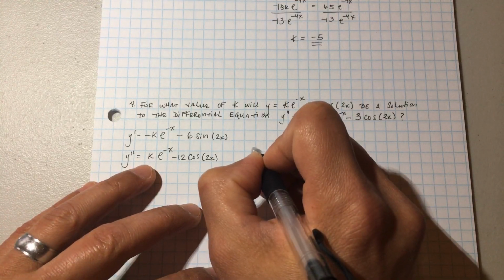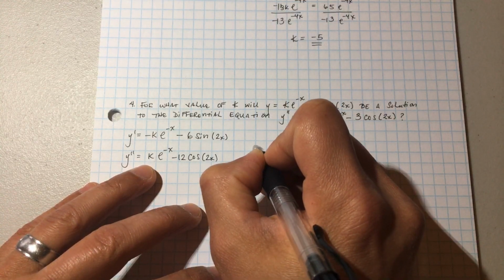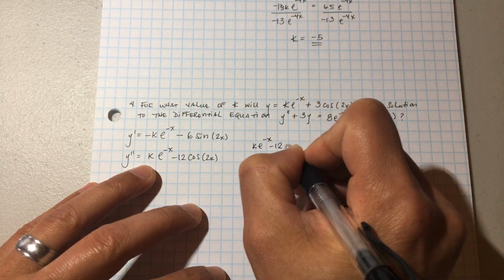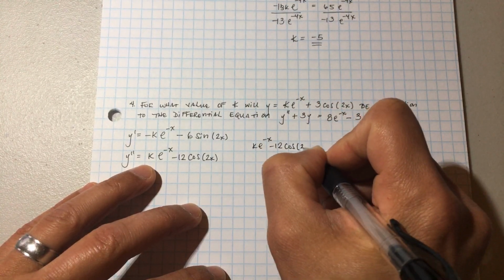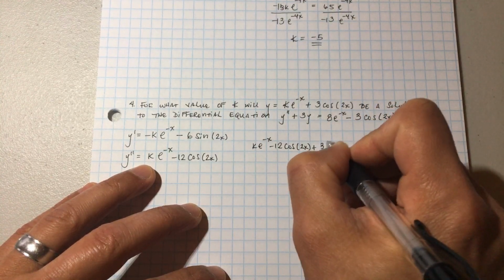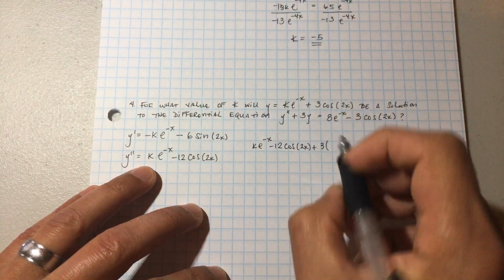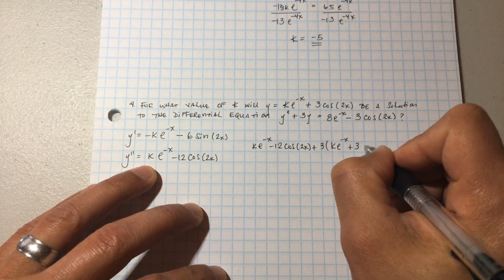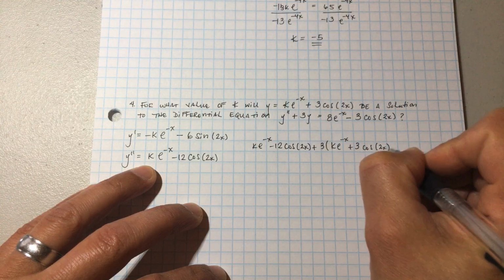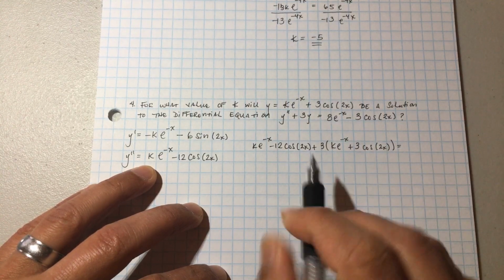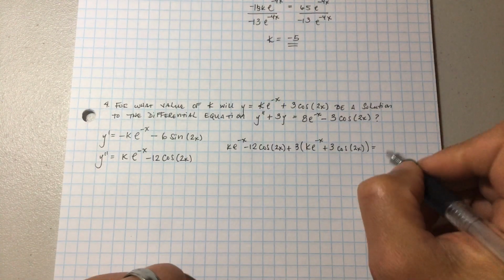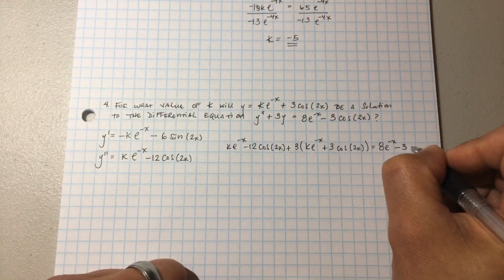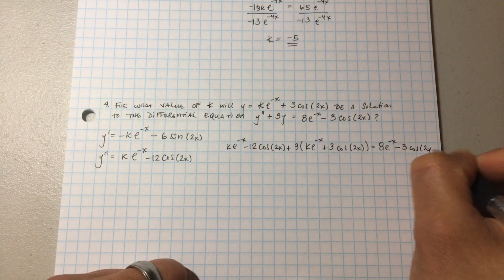Let's see here. Hopefully I give myself enough room. So I have k e to the negative x minus 12 times cosine of 2x, plus I have 3 times y. This is my y value. k e to the negative x plus 3 times cosine of 2x equals all of this guy. That's going to be 8 e to the negative x minus 3 cosine of 2x.